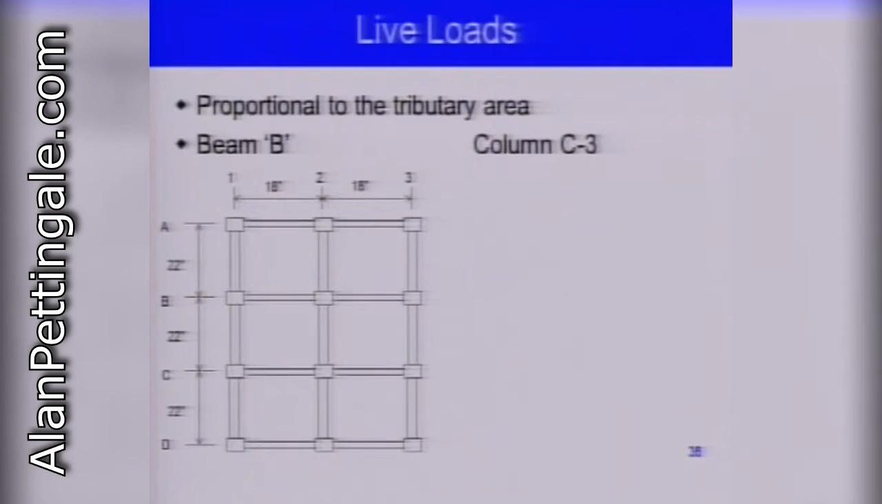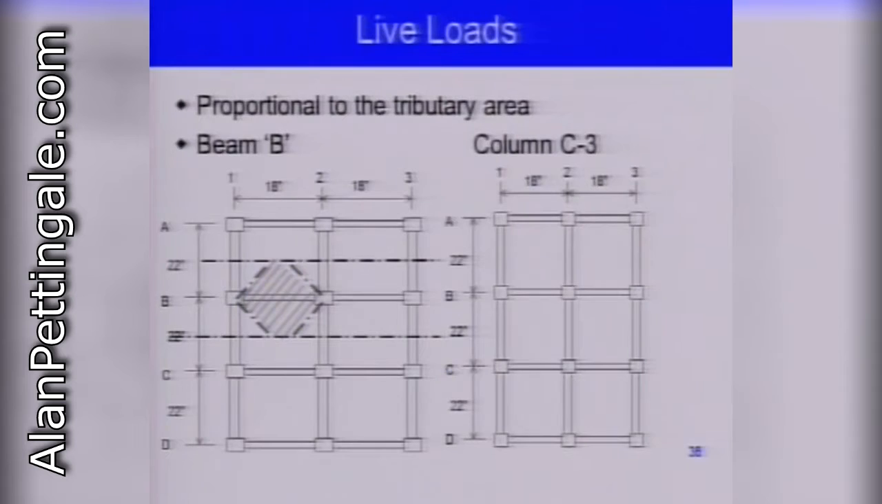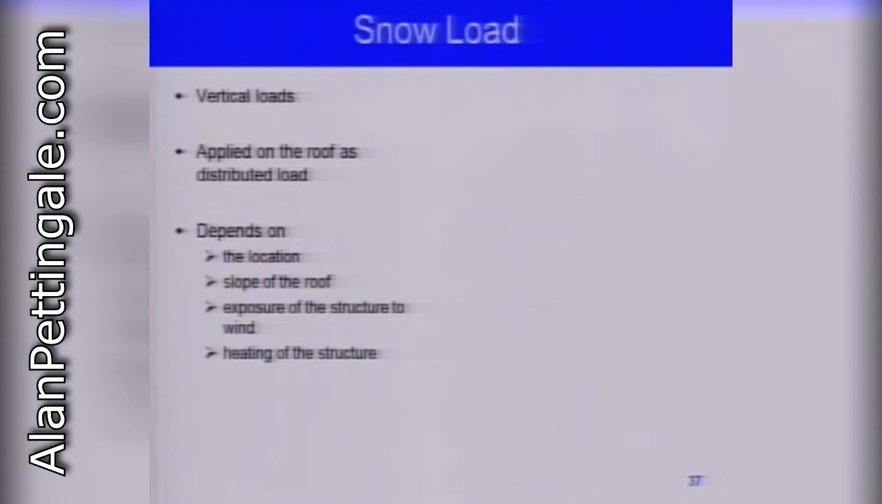So when we go to the live loads, we have to calculate the tributary area. So if we want to design this beam, we have to find the area where any load on the area will load the beam. So this would be the answer for the beam B. If you want to do column C3, then this would be the area that will load the column.